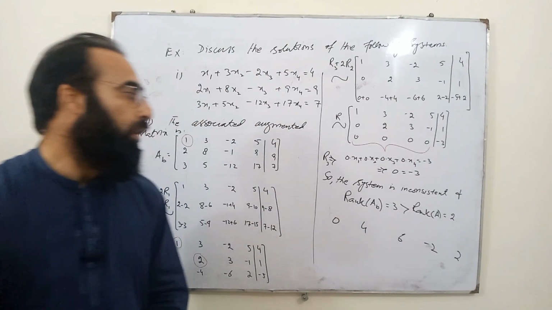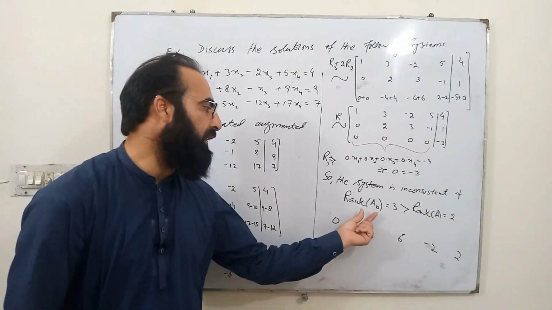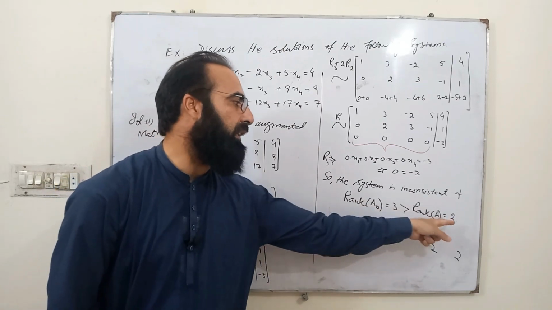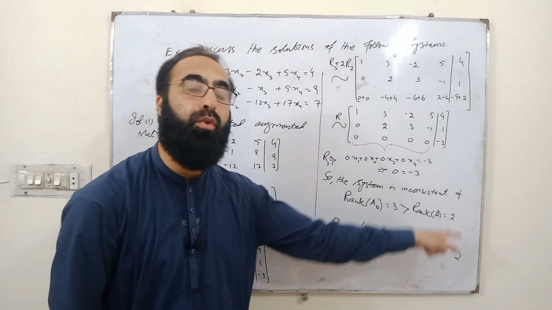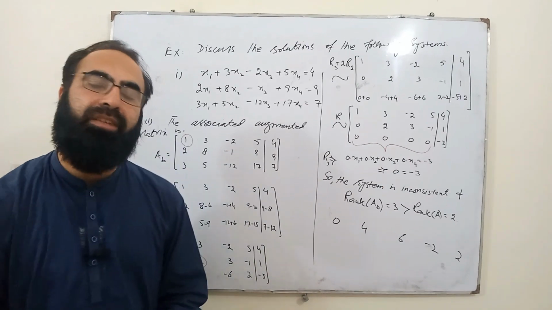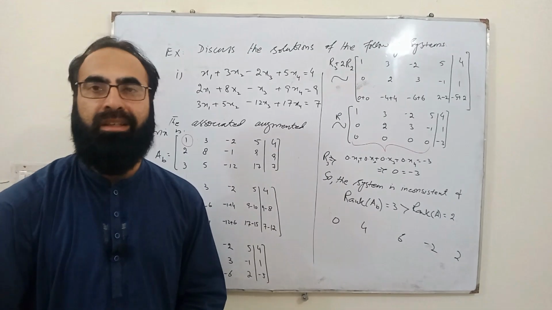This shows that when the rank of the augmented matrix becomes greater than the rank of the coefficient matrix, then you will get no solution, and such a system will be an inconsistent system.